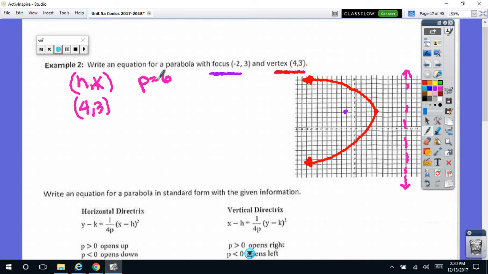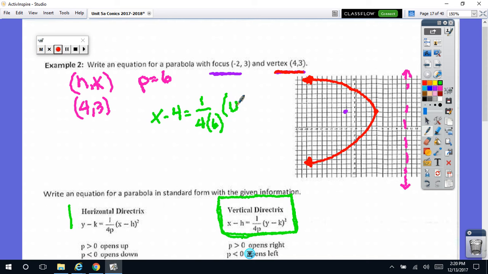So h, k, p, here's my formula down here. It's a vertical directrix. I know because the focus is beside the vertex instead of on top of it or below it. It's right next to it, so I know that it's got to be turned this way. So write your formula. x minus h, y minus k squared, and of course cleaned up.